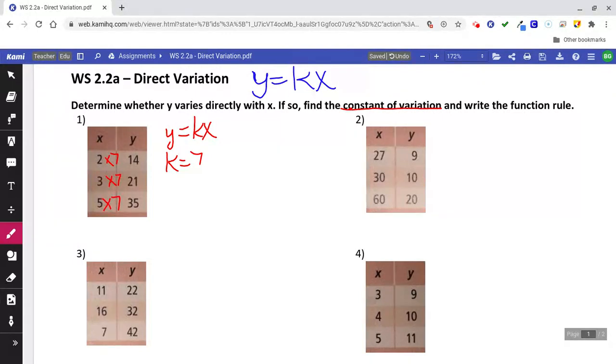And write the function rule. Write the function rule means plug it back into this equation. So y equals 7x. We've got a constant of variation and a function rule. If you look at number 3, 11 times 2 is 22, and 16 times 2 is 32. But 7 times 6 is 42. So since that relationship isn't the same, this is not direct variation.